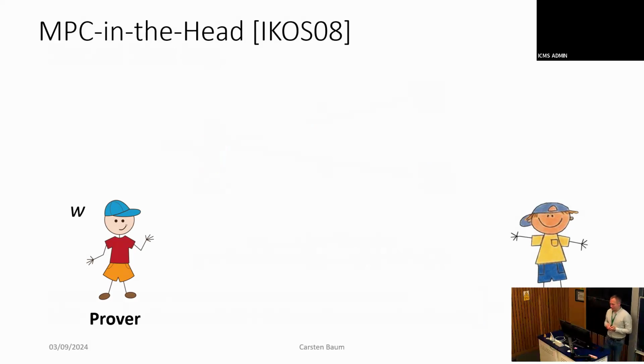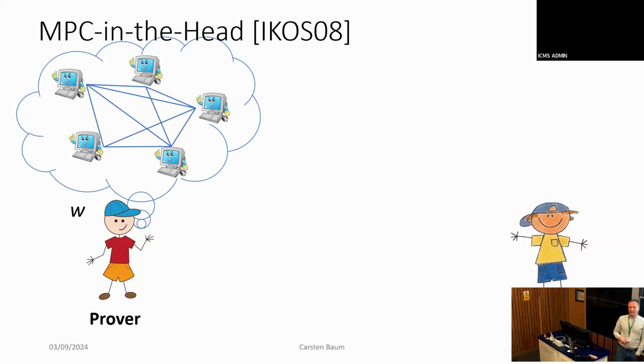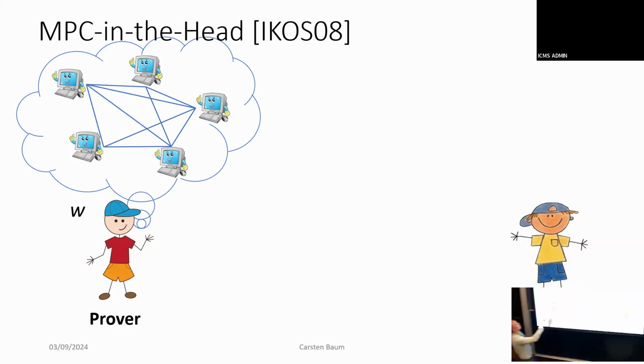So how does it work? It's a great idea that Ishai and others had probably before 2008, but then the paper got published, and it works as follows. You have your prover, the prover has a witness, and you have the verifier on the right side. Now instead of directly talking to each other, we're going to use MPC, and to the surprise of everybody, we're going to run it in the head of somebody. And the person who is going to run it in the head is our prover.